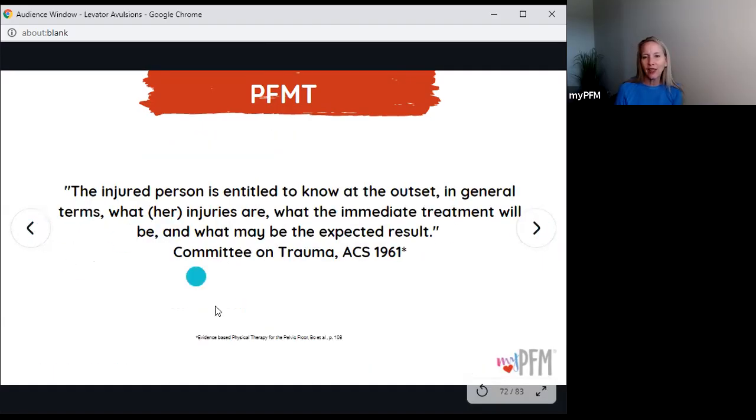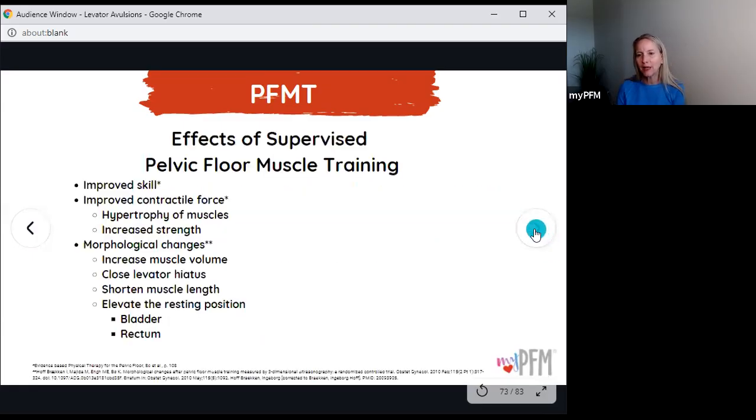And just here, this is back from 1961, and this wasn't specifically on levator avulsions, but it certainly applies to this population. Some of the effects of supervised pelvic floor muscle training. So improved skill. A lot of people aren't doing it well, aren't contracting the right muscles, they're cheating, they may even be straining and bearing down. Improved contractile force. It can hypertrophy the muscles. So if you train your bicep, right? If you're exercising over and over, you're going to get a stronger, firmer bicep that is bulkier.